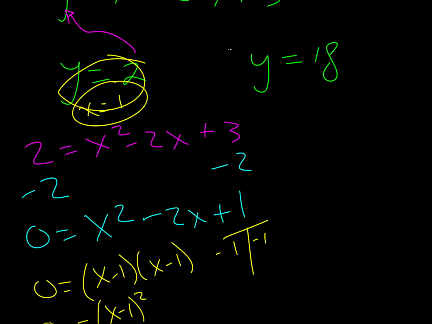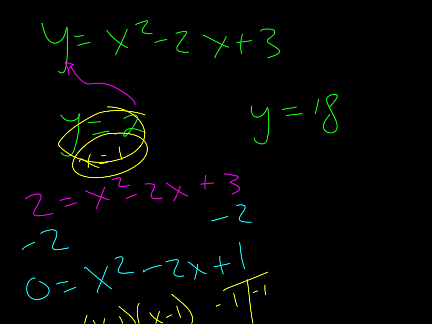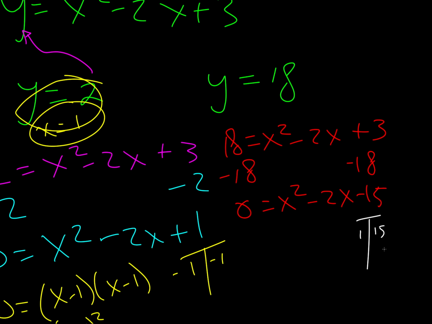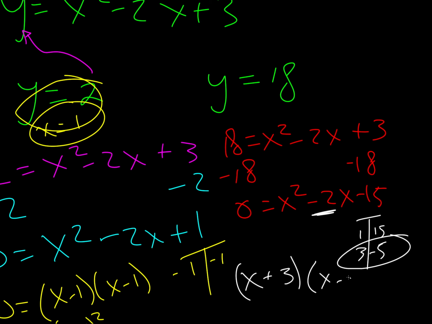Okay, now we're going to do the same thing, but we're going to plug in an 18. 18 equals x squared minus 2x plus 3. Once again, since it's quadratic, we need to make one side equal to 0. We'll use t-factoring again. 1 and 15, 3 and 5. If we make the 5 negative, the 3 positive, we add up to negative 2. So x plus 3, x minus 5, this is equal to 0.